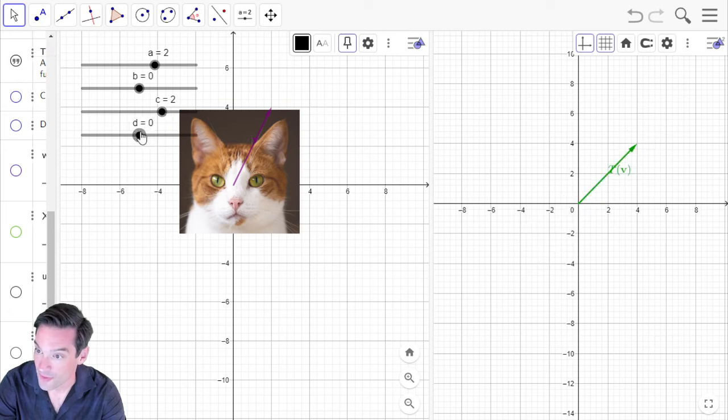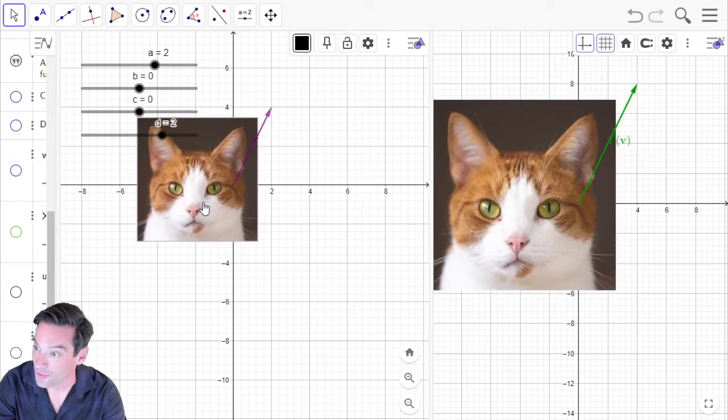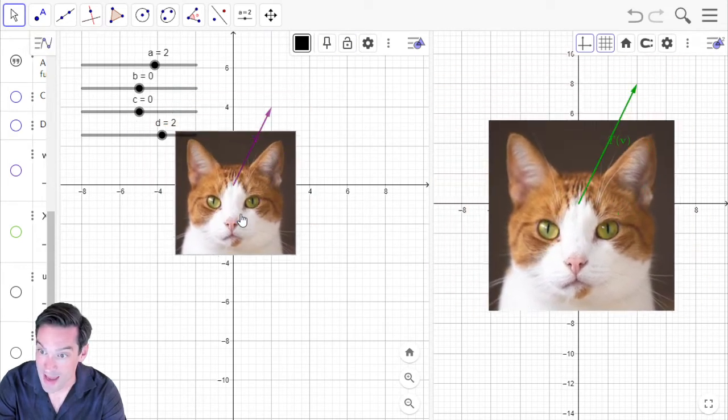Make this a 2, make this a 0. Ooh, wait, no, that didn't quite do it. I lost my image again. I think what I wanted was 0 here and 2 here. There we go. So now it looks like everything is the same except my cat is twice as large.